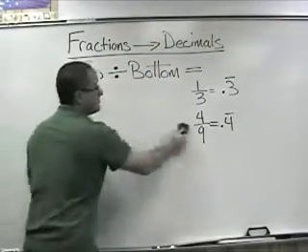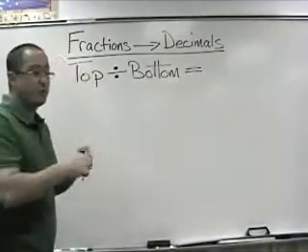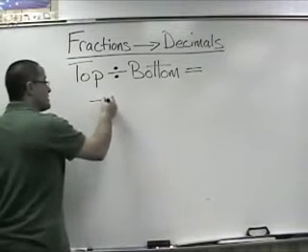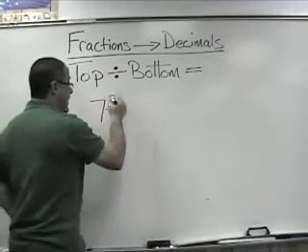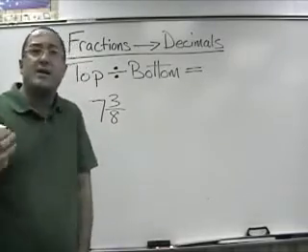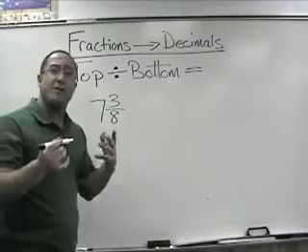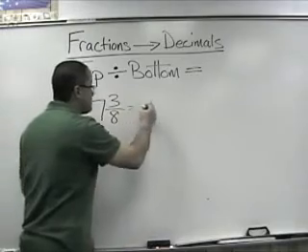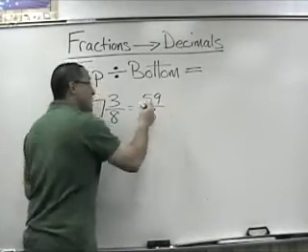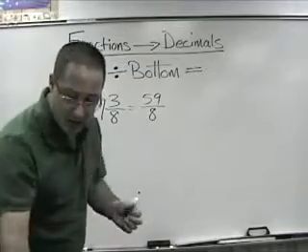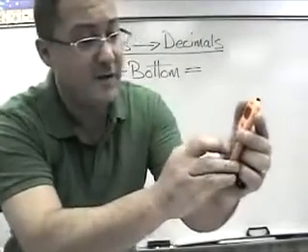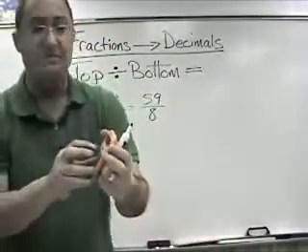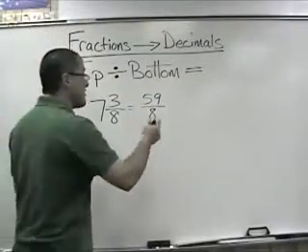Let's do a few more examples. How about with mixed numbers? Let's say I have the following mixed number: 7 and 3/8. How do I change 7 and 3/8 into a decimal? You may have been told to do something like this before. Well, 8 times 7 is 56, plus 3 is 59, and then 59 over 8. And then take your calculator and say, well, 59 divided by 8 equals 7.375. And that's correct, but that's more work than you need to do.